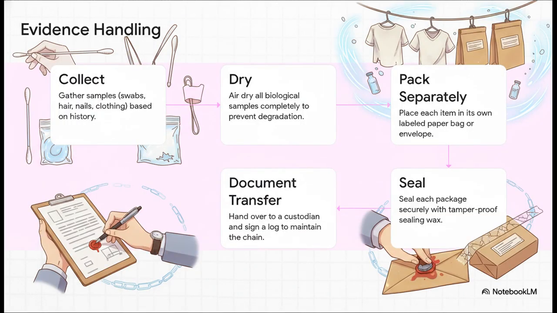Now, these 5 steps are non-negotiable. 1. Collect your samples. 2. Air dry all biological material. This is so important. Sealing wet evidence in plastic will completely destroy it. 3. Pack each item separately. This is to prevent any cross-contamination. 4. Seal each package securely with that tamper-proof wax. And finally, 5. Document the transfer of custody. This meticulous process is the only way to ensure the evidence you collect is viable and actually admissible in court.